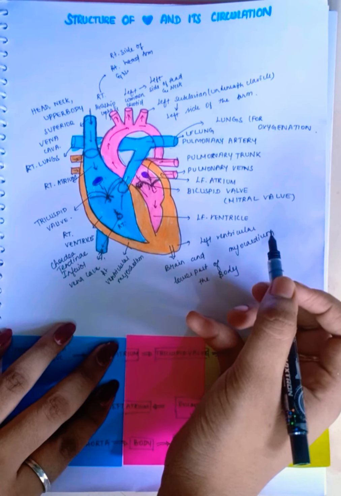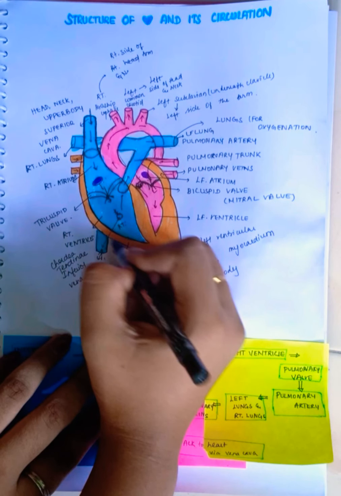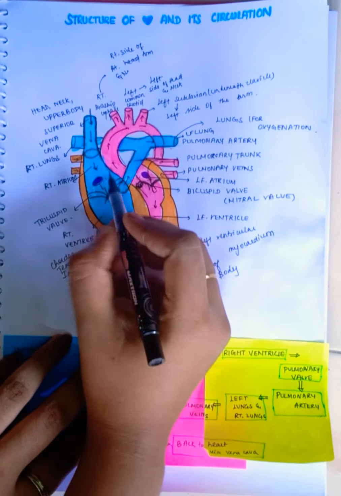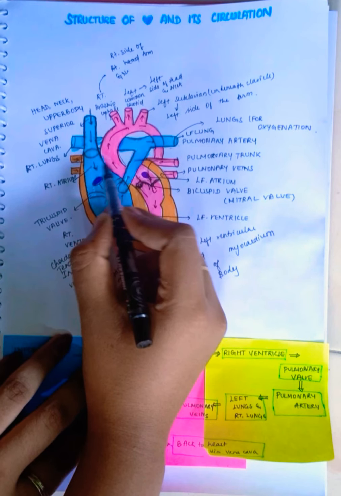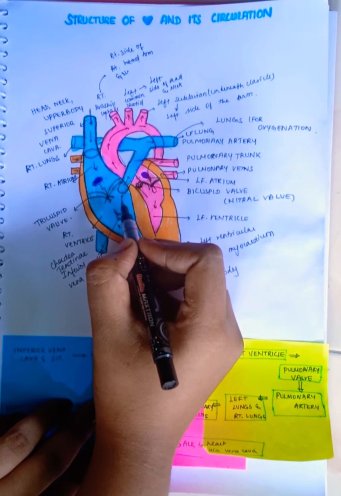So today's topic is about the cardiac structures and its coronary circulation. So what is the first question? What is the heart? The heart is a hollow muscular organ. What's its function? Its function is pumping the blood to all parts of the body.